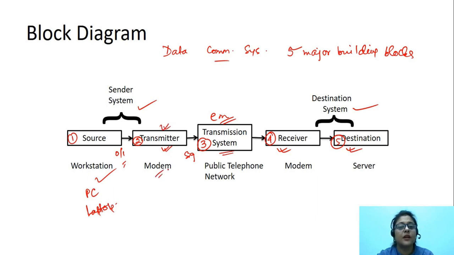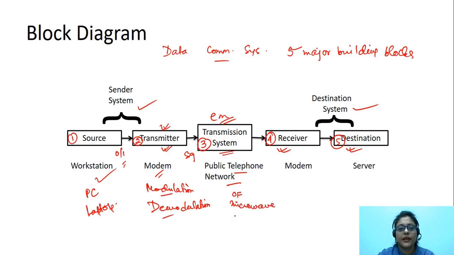This transmitter can be a modem. Modem is the full form of modulation and demodulation. We will learn more about modulation and demodulation in the later videos. Now, once the signal is generated, it can pass through the transmission medium. An example of transmission medium can be a public telephone network. It can also be optical fiber or microwave link, or it can also be coaxial cable or twisted pair cable, etc.